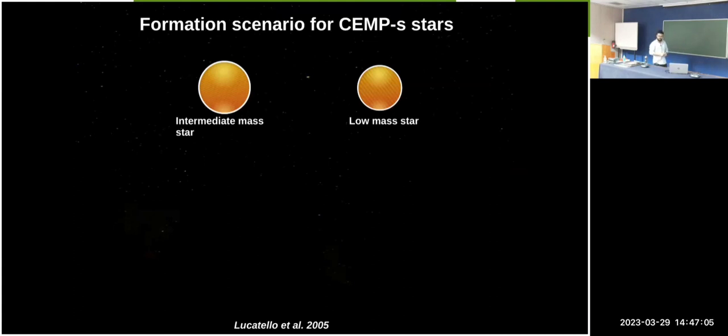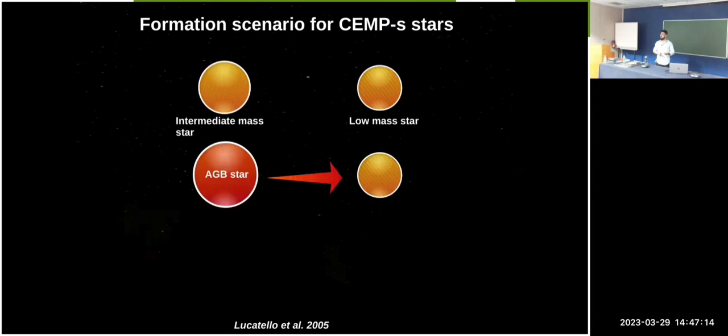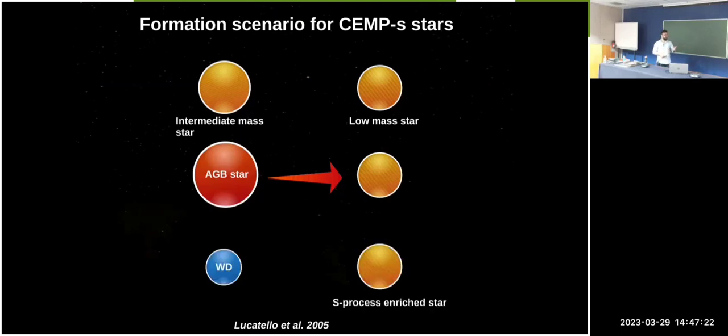Suppose there is a binary system. One star is slightly more massive than the other one. So the slightly more massive star will evolve faster. It will go to the AGB phase. In the AGB phase, it will produce s-process elements and carbon, and it will transfer the s-process elements to the companion, and the companion becomes an s-process enriched star.